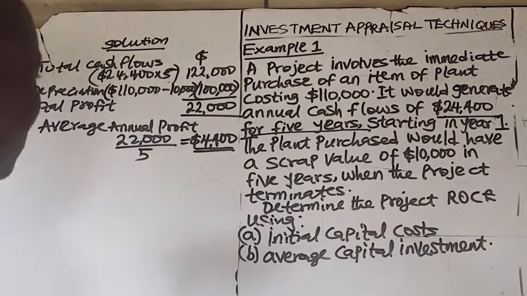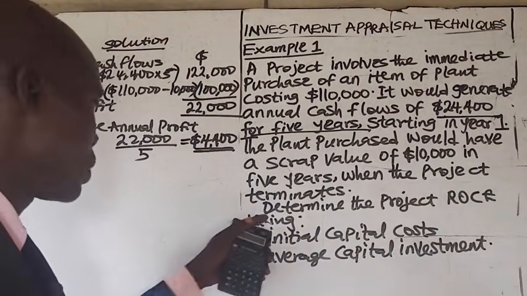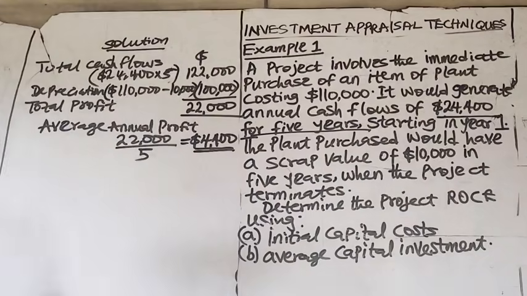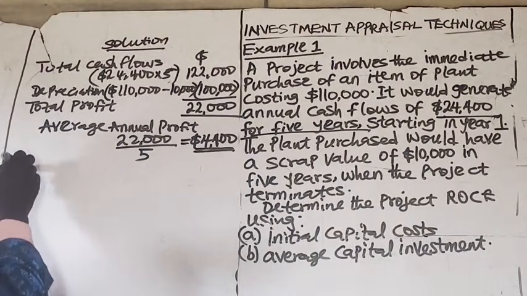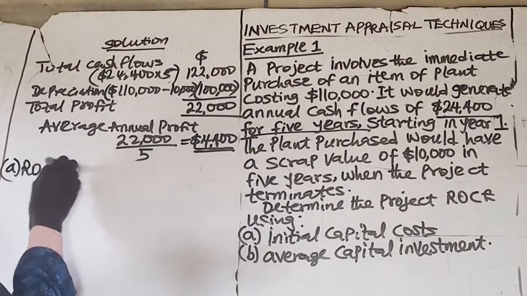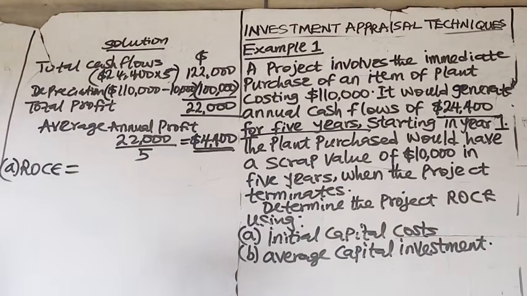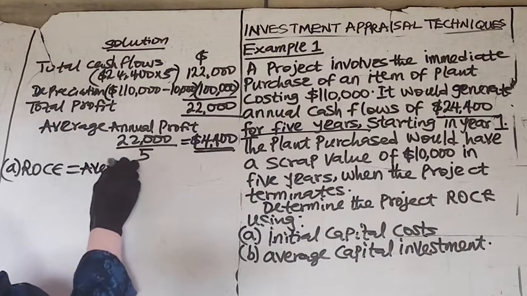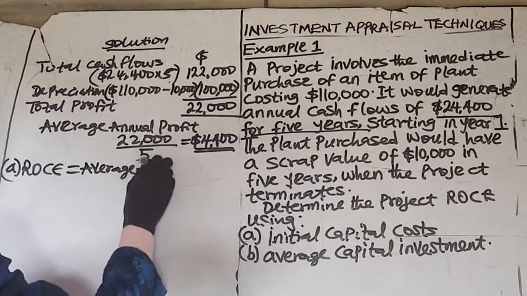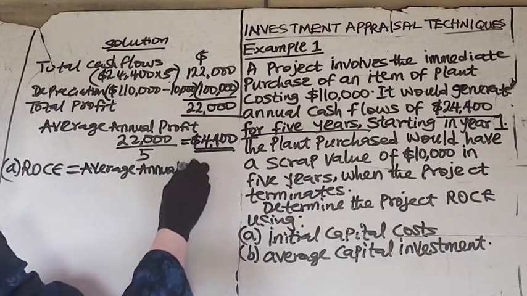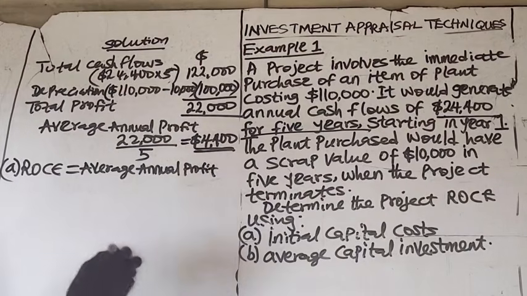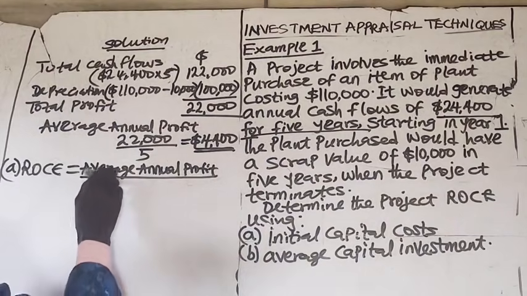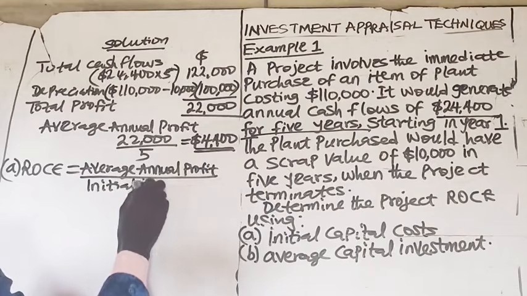So the annual profit is $4,400. Now, from requirement A, you have to determine the project's ROCE using the initial capital cost. So our return on capital employed is average annual profit before interest and tax over initial investment.